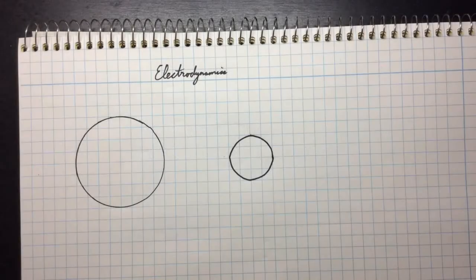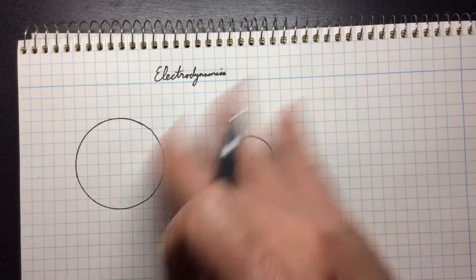Hey, it's Mr. K doing a video for AP Physics 2. We're going to look at a little bit of electrodynamics. But before we do that, let's talk a little bit about Gauss's law.